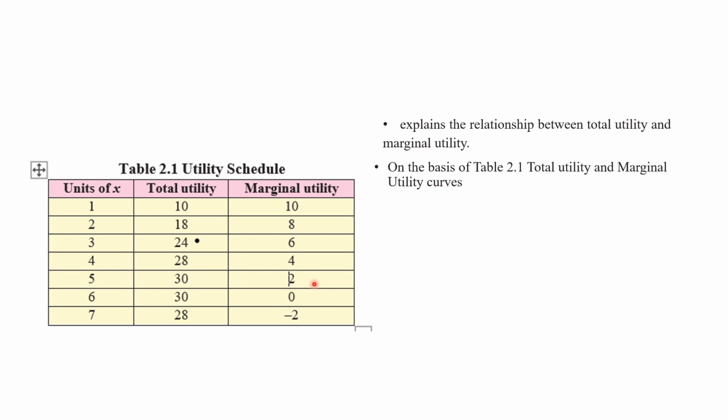So it diminishes. The first time you will be more excited, the second time you will be okay, and the third time, fourth time, it goes on diminishing. That is, marginal utility keeps on diminishing, but it is still an addition to the total utility.